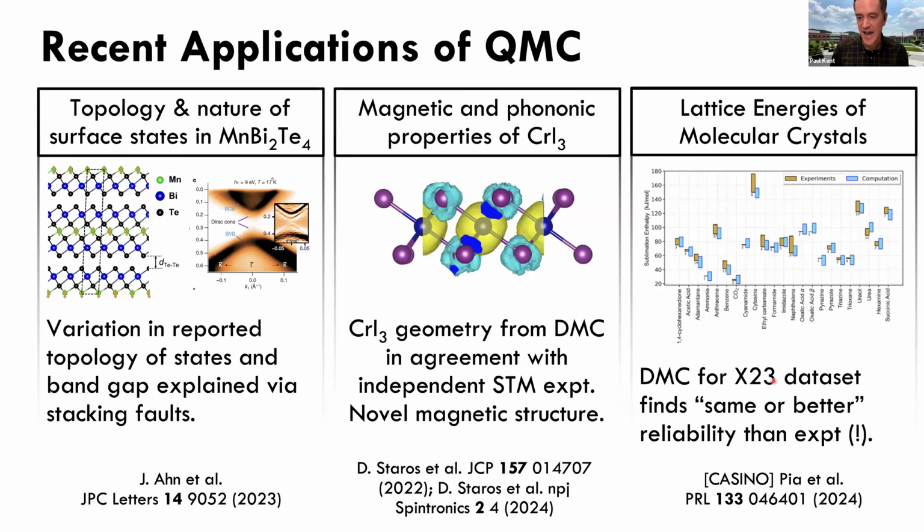And this is the study of the X23 dataset, which includes molecules such as benzene and urea, acetic acid, and these canonical organics. And the authors claim, that's actually shown here, that diffusion Monte Carlo, done with the recipe that we're going to be going through here, finds, quote, same or better reliability as experiment. So that's a big achievement in terms of fundamental accuracy and utility of these methods. So that was 3 examples.